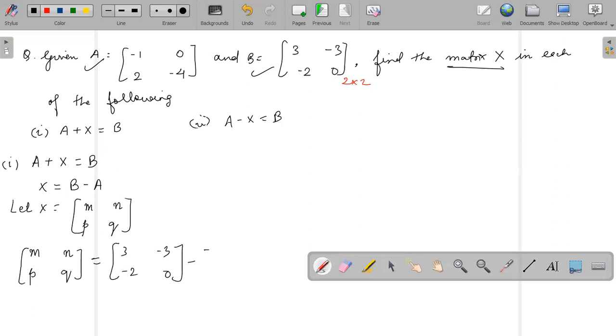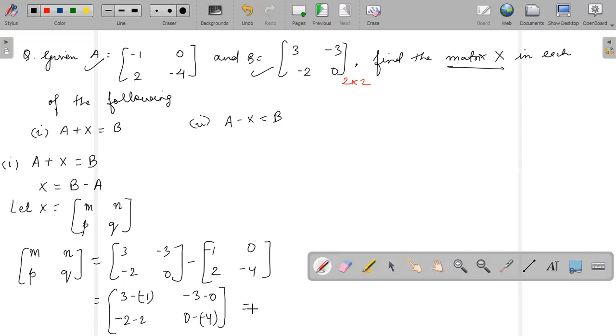A is -1, 0, 2, -4. फिर से वही बोरिंग सा काम हमें करना ही है. 3 minus -1, which is actually 3 plus 1. Next step में 3 plus 1 हो जाएगा, 4 हो जाएगा. Next, this side we have -3 minus 0. यहाँ पे -2, ठीक है, इजी है. Then 0 minus -4, मतलब ये +4 हो जाएगा.